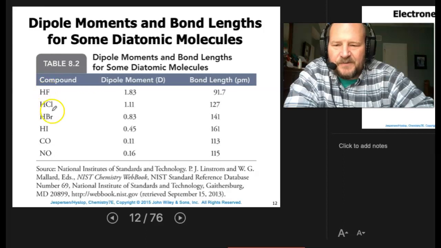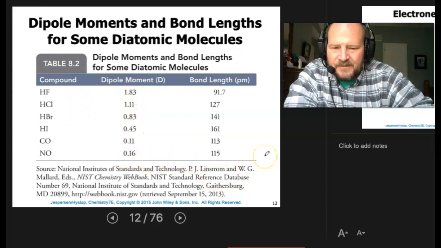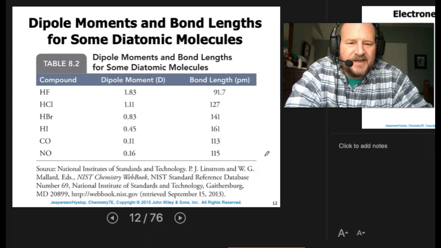This is plus 1, minus 1, plus 1, minus 1, and so on. If we look at plus 2, minus 2, plus 2, minus 2, we have 0.11 for the moment, but only a bond length of 113. As that moment is getting smaller, it looks like the length is getting longer. I don't see the consistencies here. We have 161, 141, 127. So the bond length is getting longer as the dipole moment gets smaller for the plus one, minus one. Again, you don't have to memorize any of these numbers.